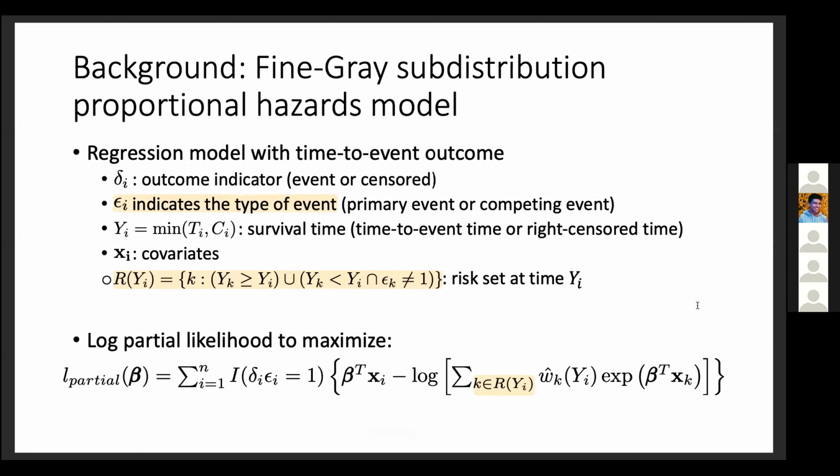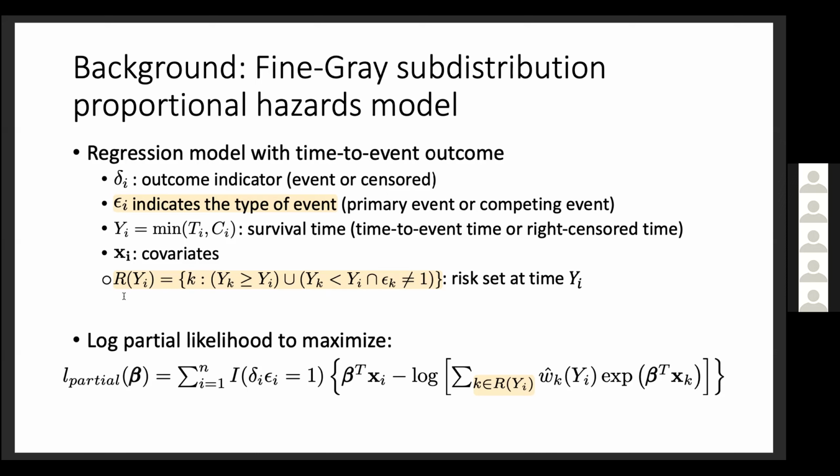The Fine-Gray model is very similar to the Cox model. The only difference is that the Fine-Gray model considers multiple types of events. So in addition to delta_i, y_i, and x_i, we have an epsilon_i to indicate the type of event. By convention, epsilon_i equals 1 indicates the primary event, and equals 2 indicates the competing event.